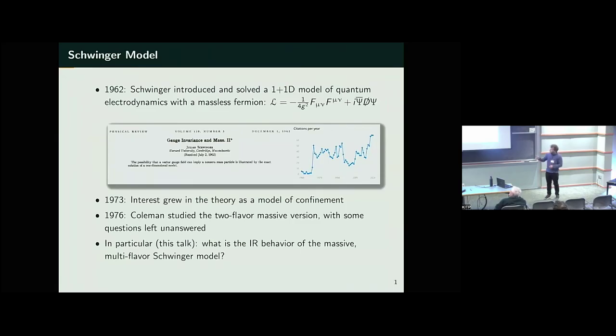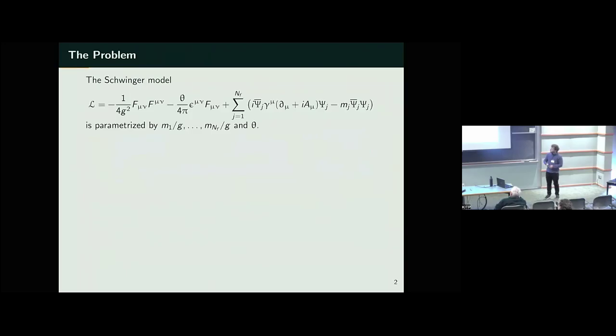So let me describe that problem in a bit more detail. So here is the Lagrangian for the model we're talking about. We have a U1 gauge field. We have this theta angle, which will correspond to a background electric field in 2 dimensions. And then we have several Dirac fermions coupled with various masses. And so our parameters are these masses and the theta angle. And we can ask then what is the phase diagram of this theory.